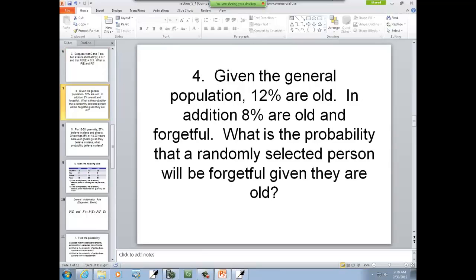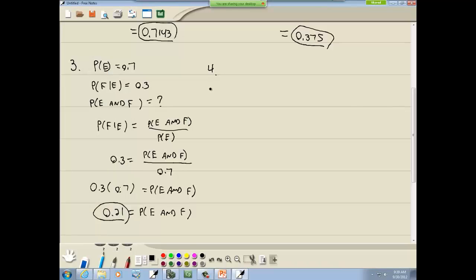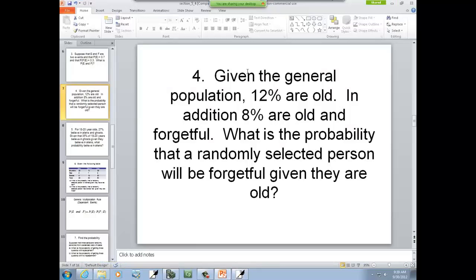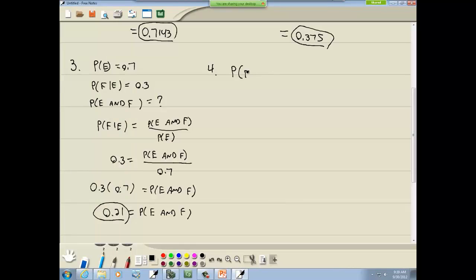Okay, let's take a look at our fourth problem here. Given the general population, 12% are old. In addition, 8% are old and forgetful. What is the probability a randomly selected person will be forgetful given they are old? So what they're asking for is the probability that they will be forgetful given they are old.